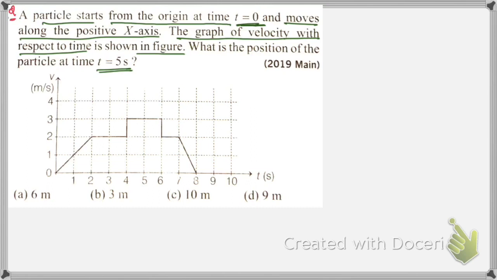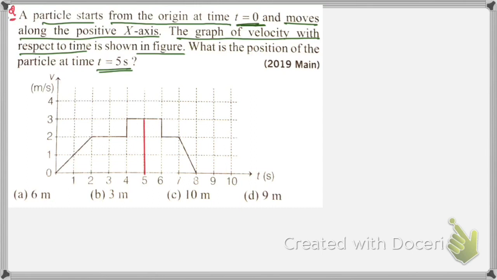So in order to find a position, we're going to find displacement. Now remember, in a velocity and time graph, the area below the graph gives displacement, right? So in order to find the position, we must know the displacement. That displacement will give the position, right? So here you can see that clearly at 5 seconds.